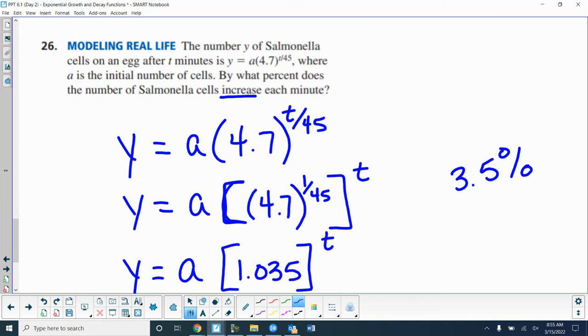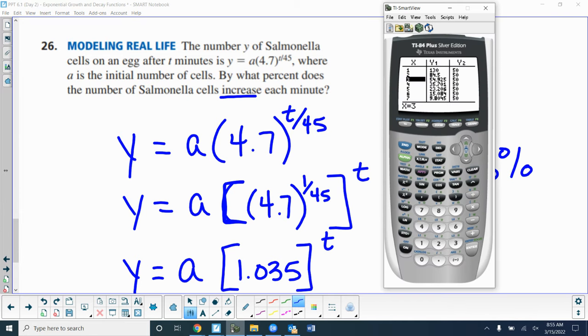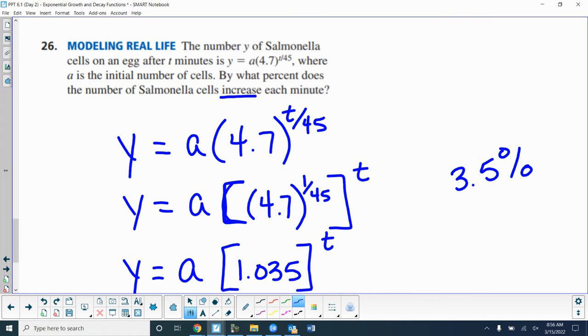It was 4.7. So I just put that in the calculator, 4.7 to the 1/45 power. Oops, I don't need that extra one, do I? All right, so that's why we got that 1.035. It was 4.9, so I rounded it. Okay? So that's what you're going to have to do when you see stuff like that.